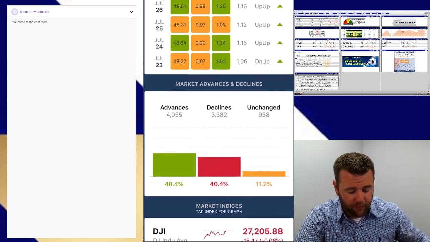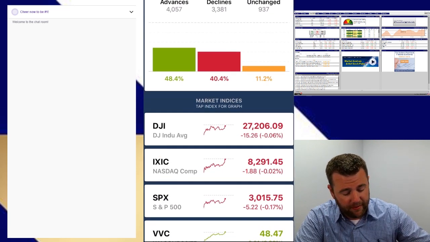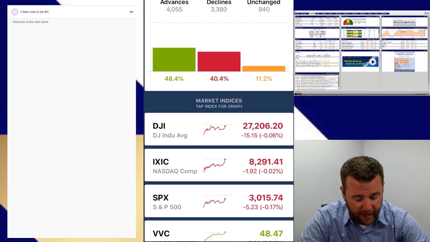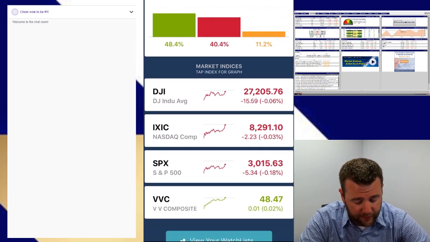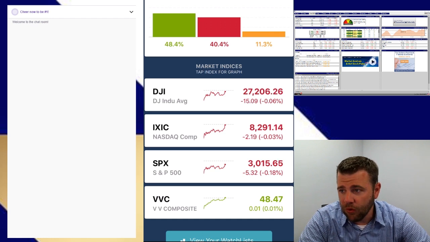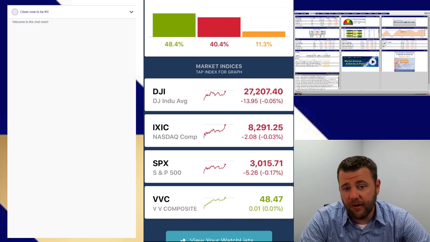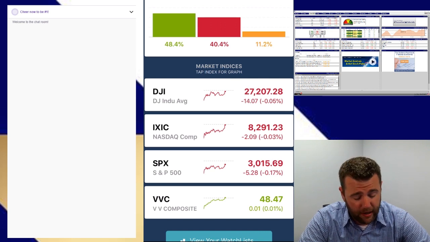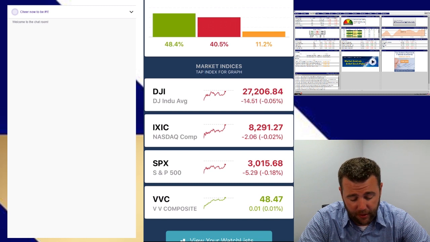Then right below there is where you can check out what the major indices are doing. So here we can see the Dow's basically flat for the day, NASDAQ's basically flat, same as the S&P, but the overall VectorVest composite, the index that we use here at VectorVest, something you can't find anywhere else, is actually just turning green for the day. As we can see just by looking at these quick mini graphs, the Dow, the NASDAQ, and the S&P have come back nicely throughout the day.